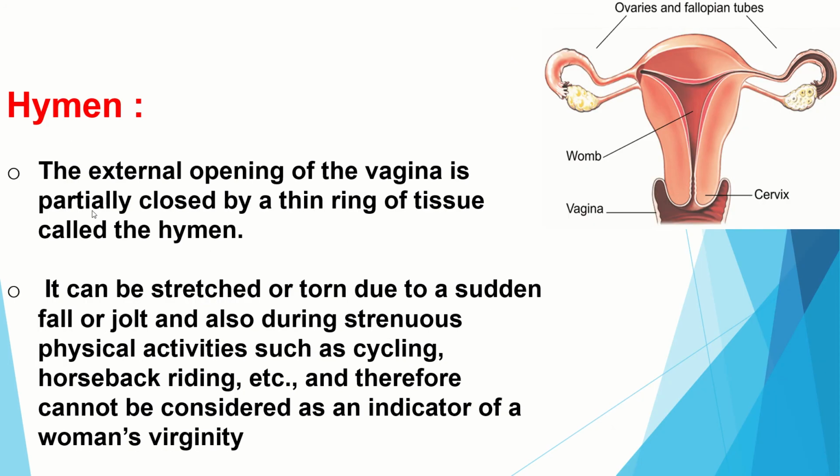Next is the hymen. The hymen is nothing but a thin ring of tissue that partially closes the vaginal opening. Today, due to activities like cycling and horseback riding, it cannot be considered an indicator of a woman's virginity. The female may have a chance of a tear due to sudden activities like these. So this is the hymen, a special ring-like thin tissue present in the vagina.